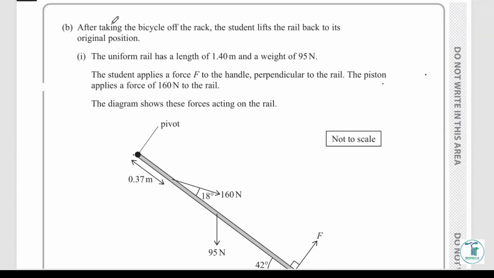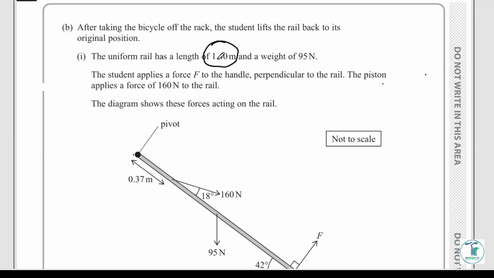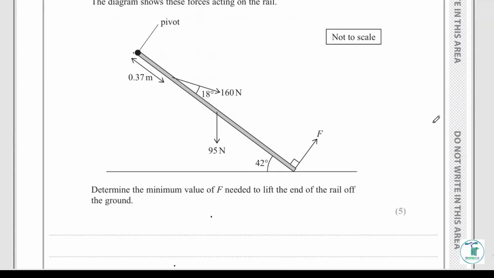Now we've got the B part of the same question. We've got the bicycle off the track. The student lifts the rail back to its original position. We've got the original length of the track to be 1.40 and the weight of 95 Newton. So basically, we just need to calculate the minimum value of F needed to lift the rail off the ground.